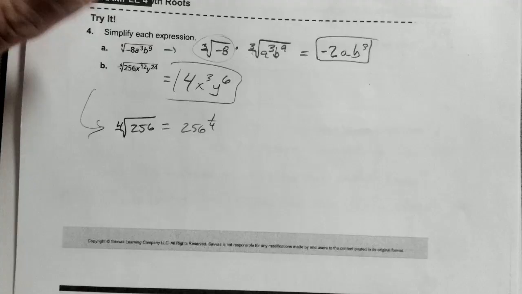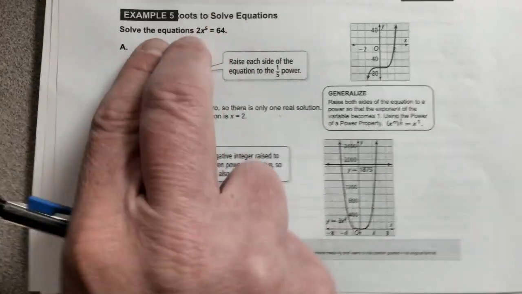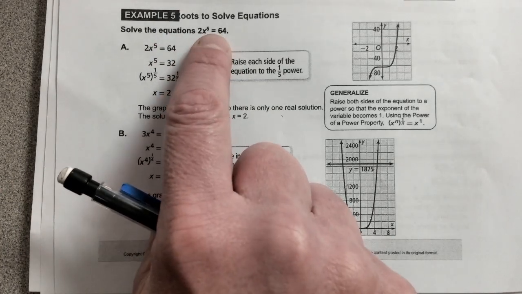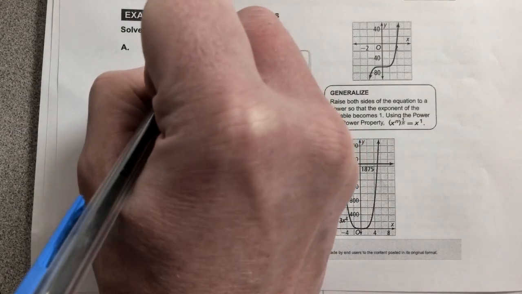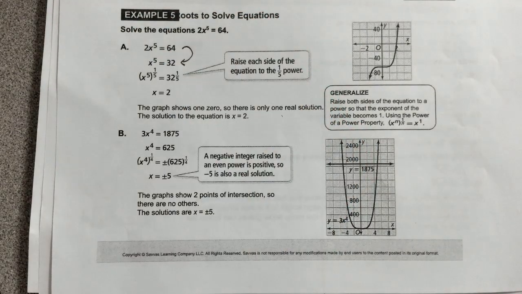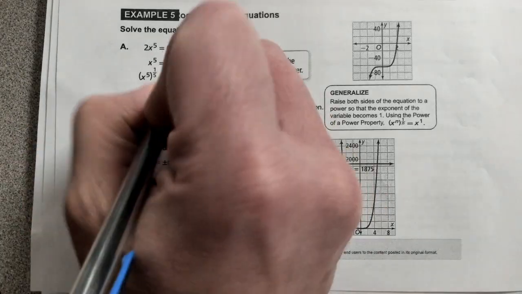All right, solving equations. Here we go. We're going to solve this equation. We have 2x to the 5th equals 64. Now, they solved a couple of them for us. So, Riley McKellips, what did they do from step 1 to step 2 right here? Yeah, divide both sides by 2. Really good job.